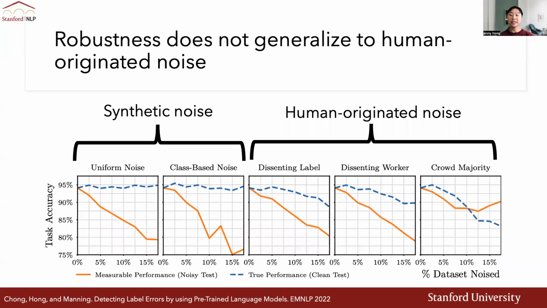If you add noise to a dataset with synthetic noise, the true underlying performance of the model, shown in the blue line, does pretty well. Yeah, add 10, 15, 20% noise. The model knows what it's doing. When you add human-originated noise, this harder, more challenging type of noise we introduce, the true performance starts to drop. The model is not robust to this more realistic type of noise.